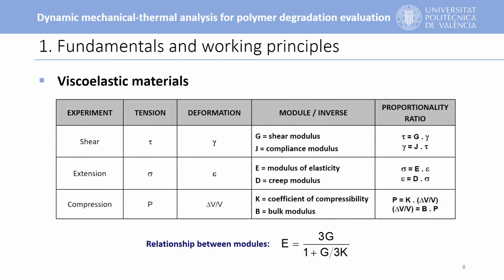In viscoelastic materials, the mechanical modulus can vary depending on the way the disturbance is applied to the sample. For instance, we can distinguish between shear, extension, or compression. Additionally, in linear viscoelasticity, these parameters are correlated.